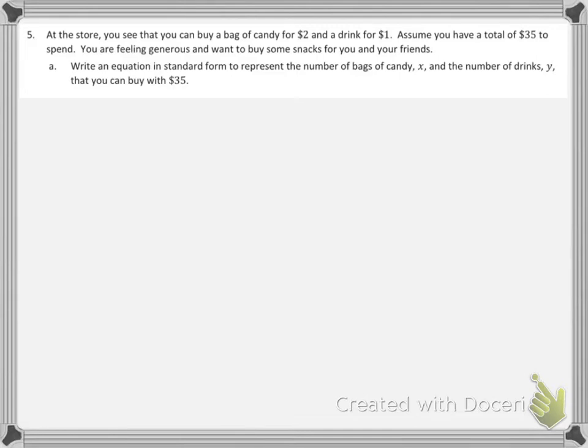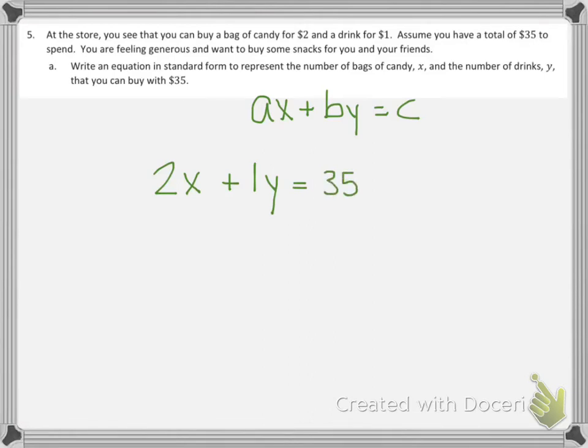Well, remember, standard form is Ax plus By equals C. So I want my equation to look like that. And I know that a bag of candy costs $2, so 2 times every bag of candy, x, plus $1 times every drink is equal to my $35 that I have to spend. So there's the equation in standard form. And then, like we had previously, we could find solutions by substituting a value for either x or y, and then isolating the remaining variable.